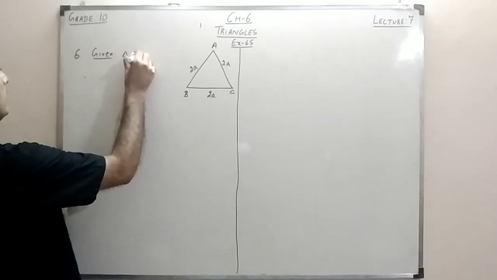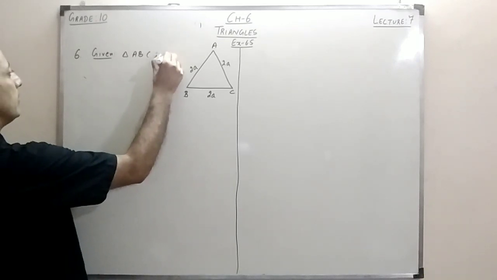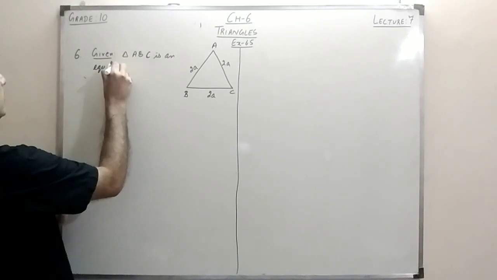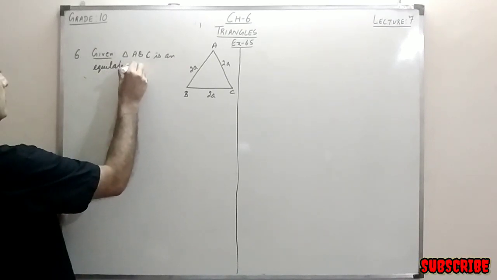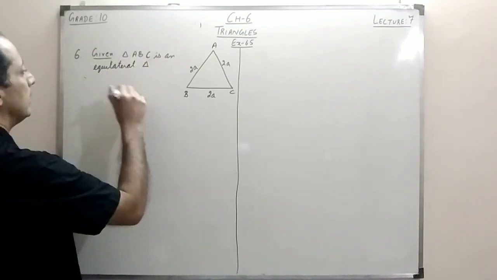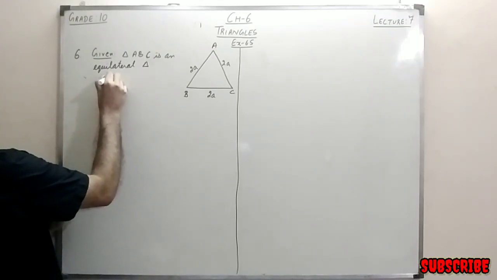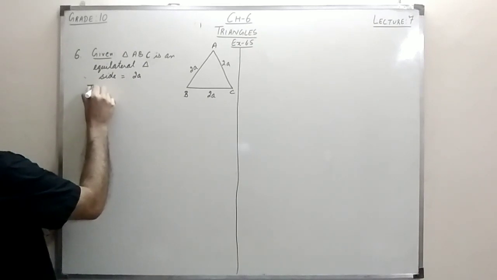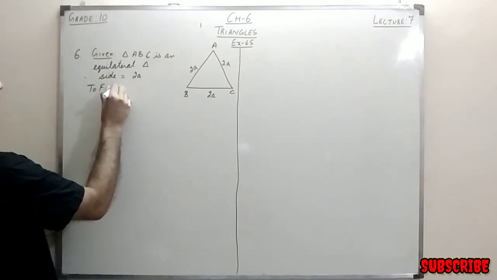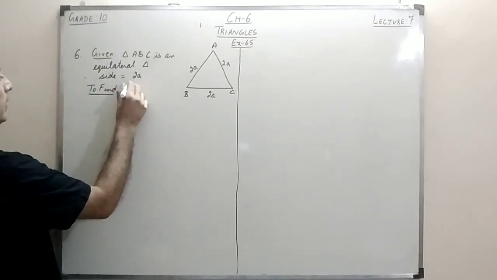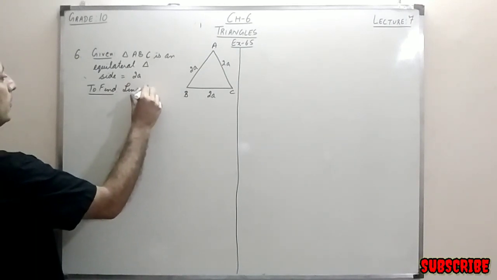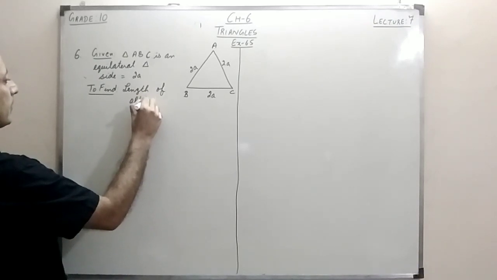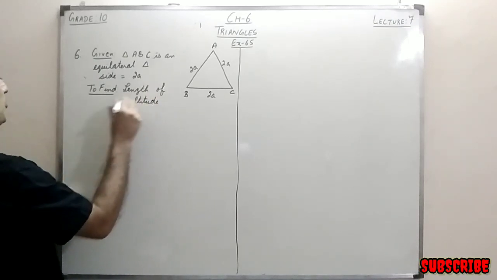So what is given to me? Triangle ABC is an equilateral triangle and the side of the triangle is 2a. What we have to find here is the length of the altitude. So let's do the solution.